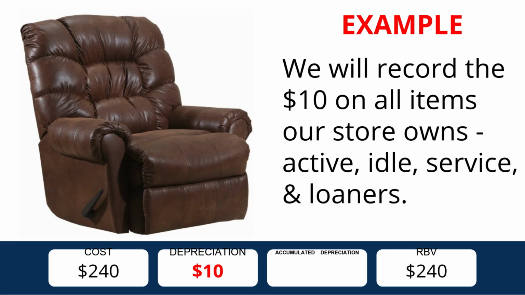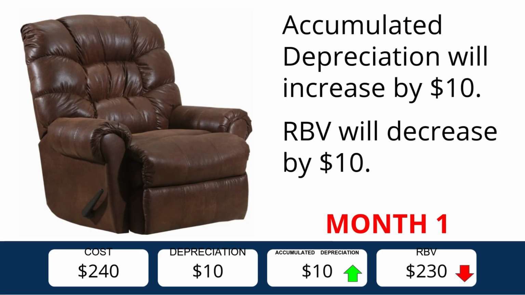All rental units are depreciated regardless of the item's status. Active, idle, service, and loader items are all depreciated on our profit and loss statement every month. In this instance, our accumulated depreciation will increase by $10. Our remaining book value will decrease by $10. You'll notice that the RBV and accumulated depreciation will always add up to the item's original cost.